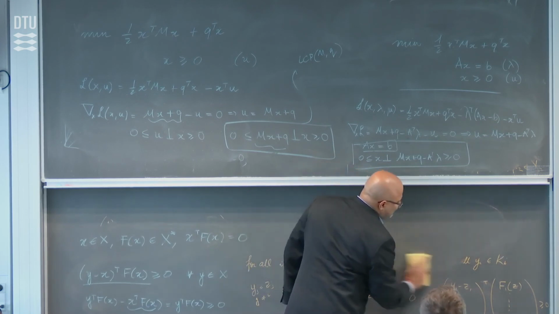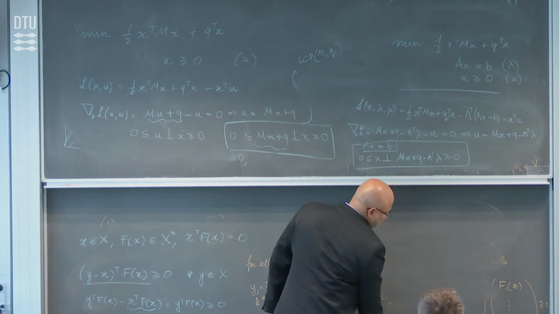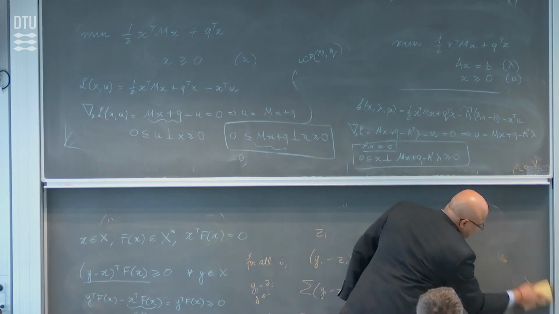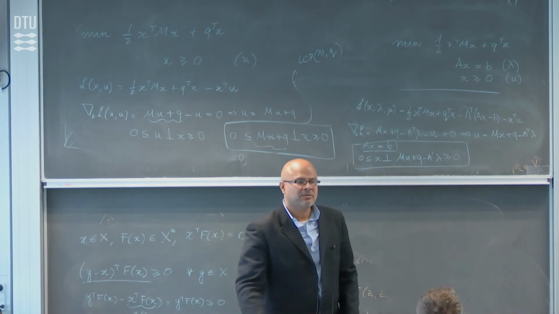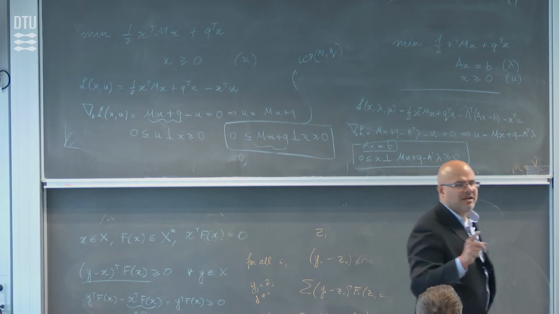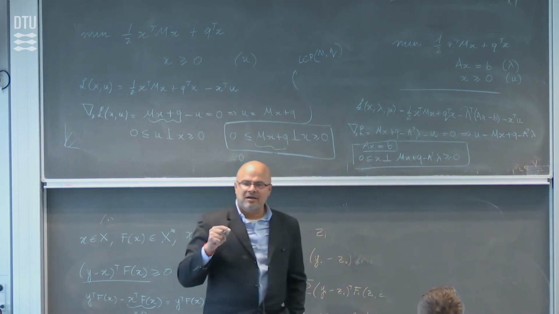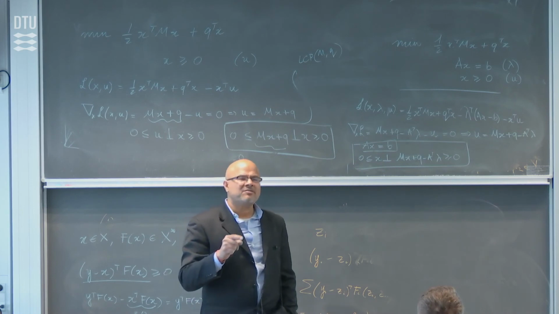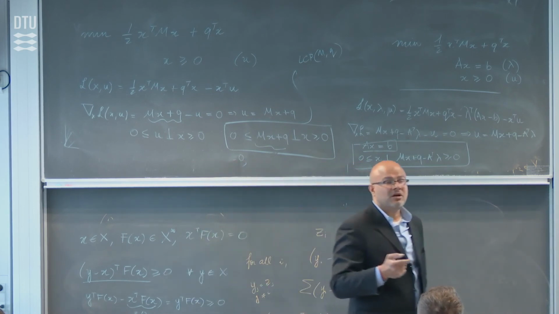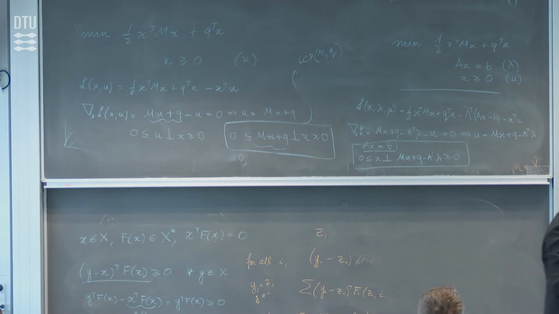So what is Ax minus b complementary to? What is Ax minus b equal to? Somebody else asked me this question yesterday. Was it Arno? I don't remember. If Ax minus b is equal to 0, what is the dual cone associated with 0?